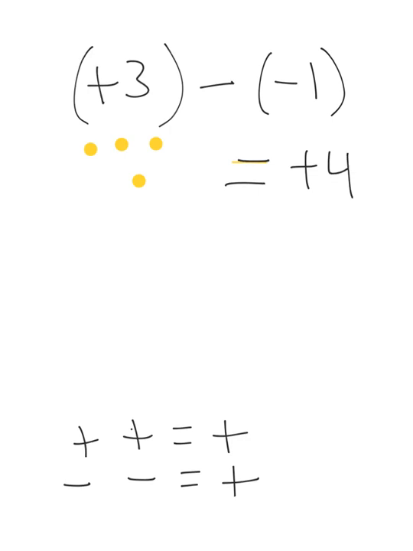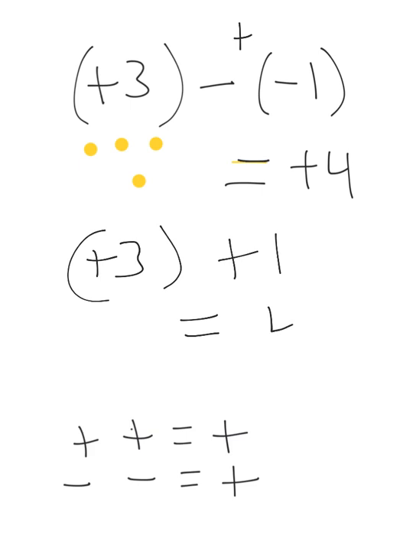Equals positive 4. So now if we try that sneaky quick way, looking down here at what I said, a negative and a negative make a plus. Up here we have a negative and a negative next to each other. So instead we're going to say that is a plus. So I'll rewrite positive 3 plus 1. 3 plus 1 equals positive 4, or 4.